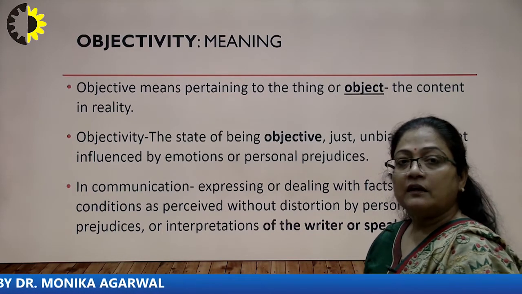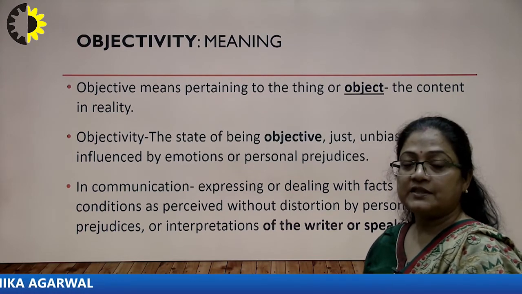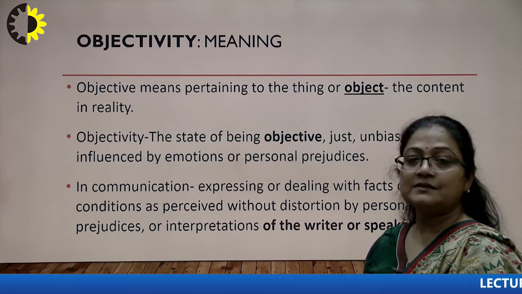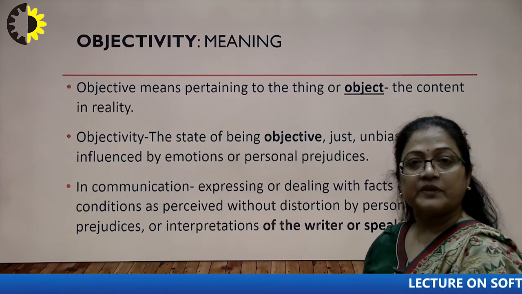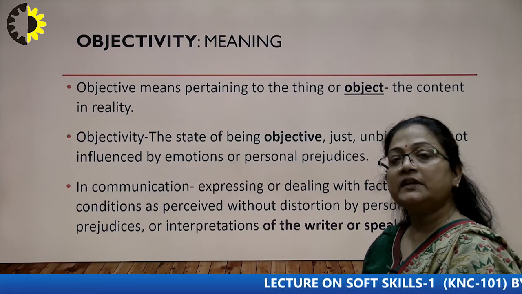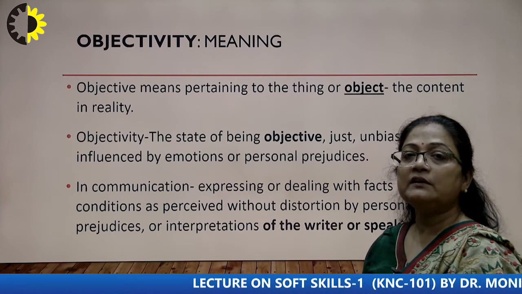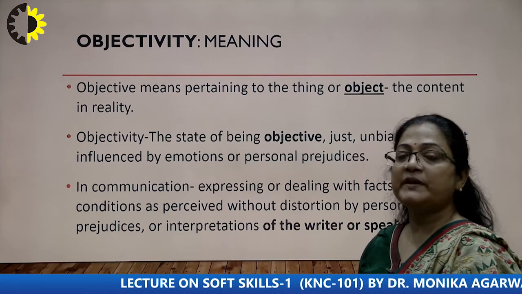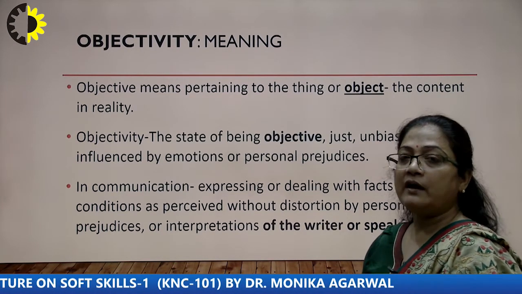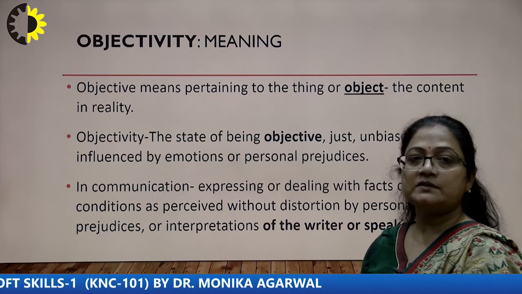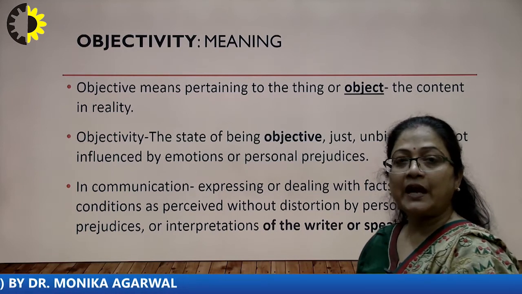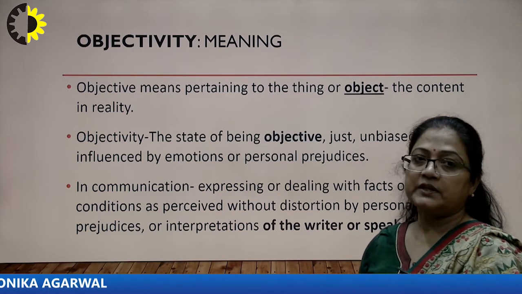It is a state of being justified, unbiased and uninfluenced by the likes and dislikes of the sender and the receiver, or emotions at the moment of communicating. So, objectivity indicates a state of being impartial, the state of being just, unbiased, without any influence by our emotions, our likes and dislikes, or personal prejudices, personal gains and losses. That is the state of objectivity, and that is a must in effective communication.